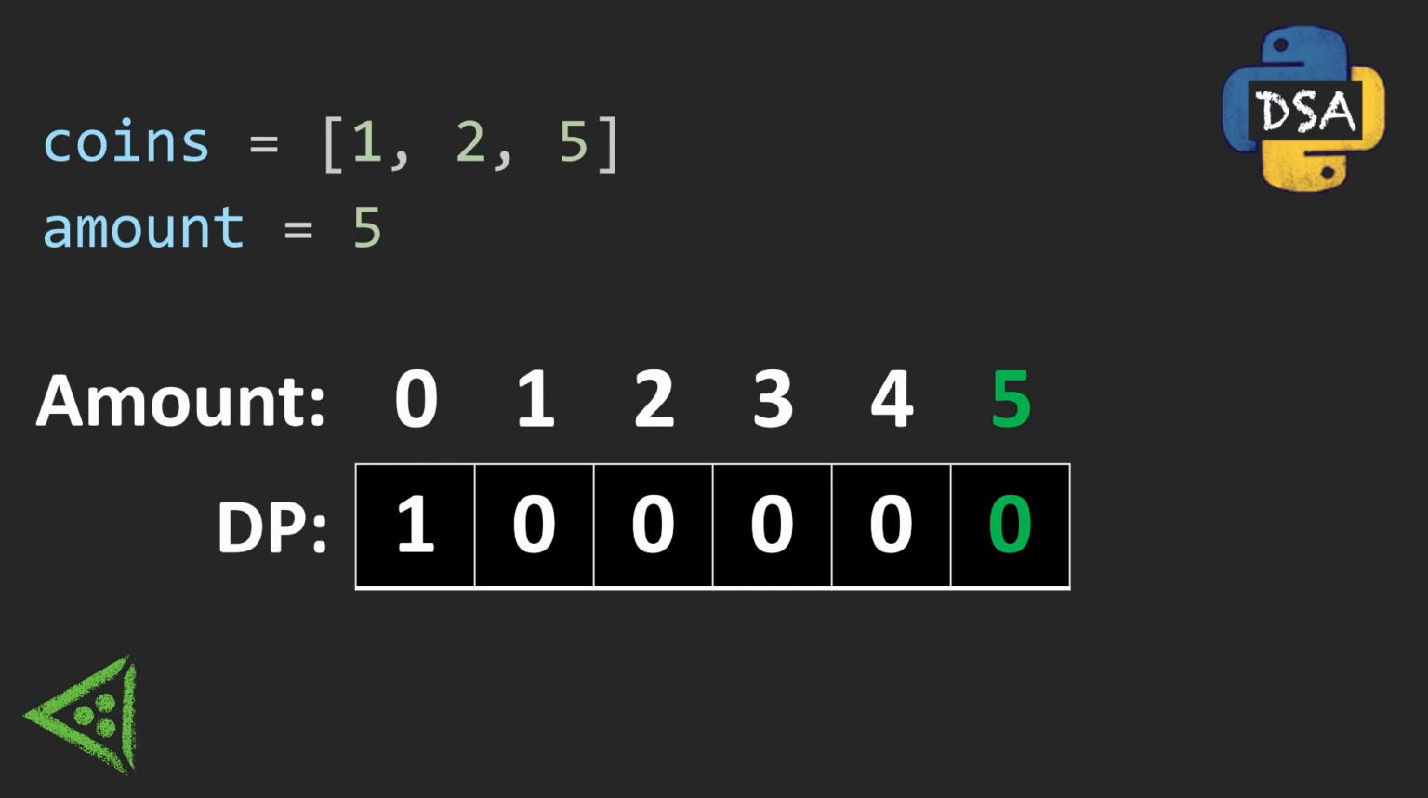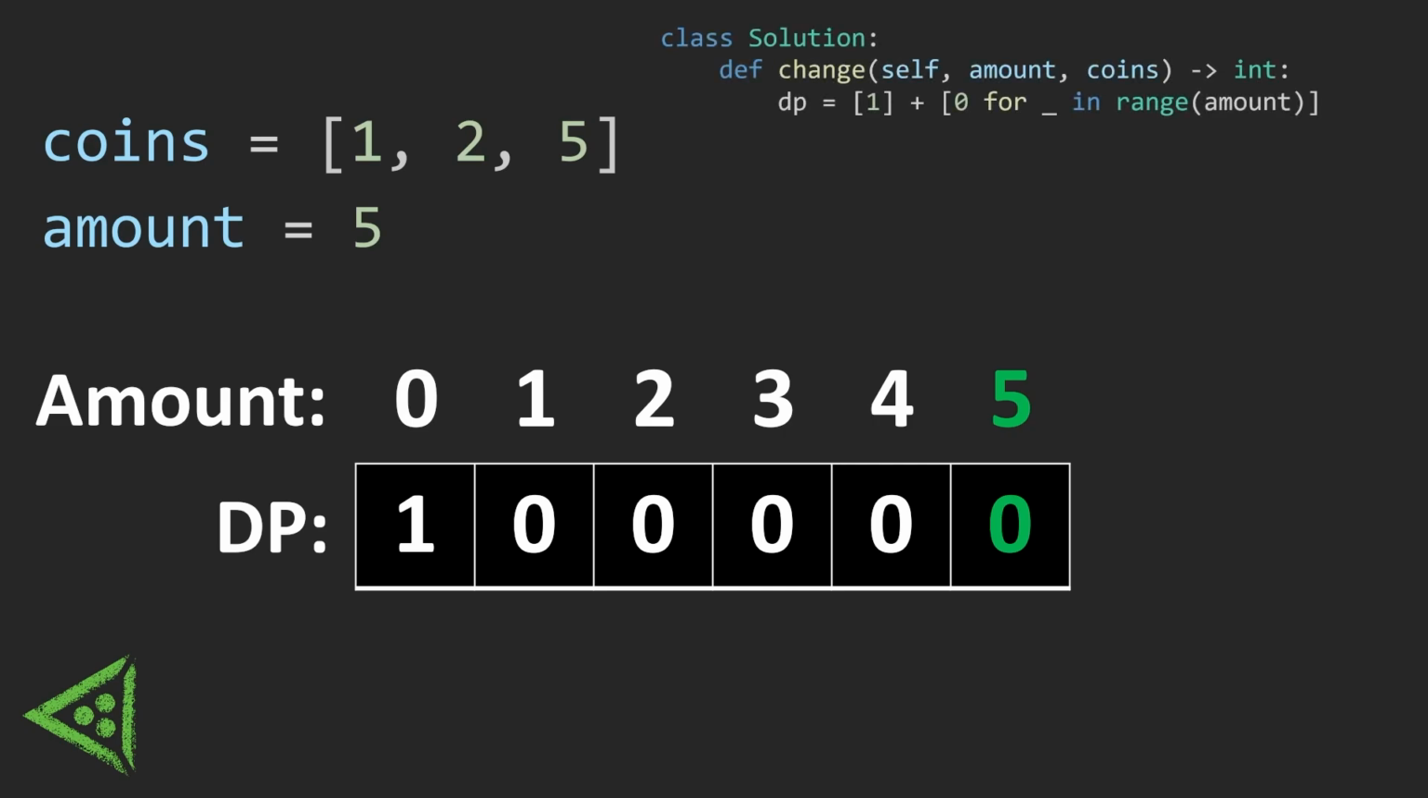We begin our solution by defining the DP array. To seed the array, we note that there is always one way to arrive at the amount 0. That is to have 0 coins. That is, we have one way to have 0 coins.